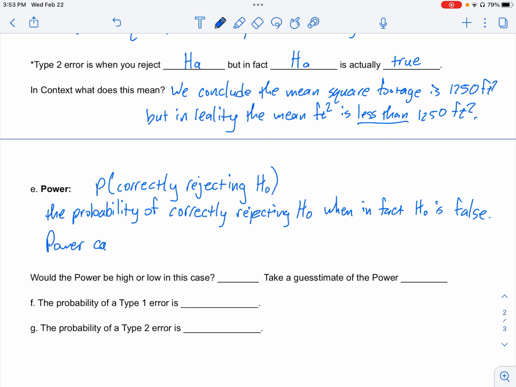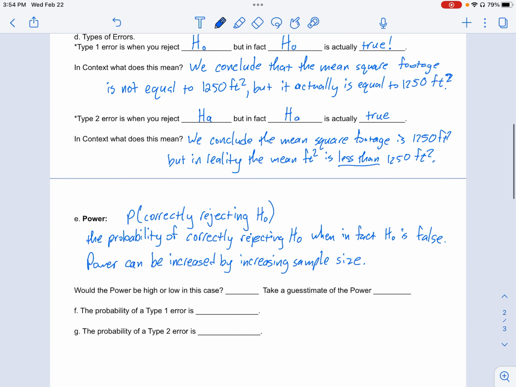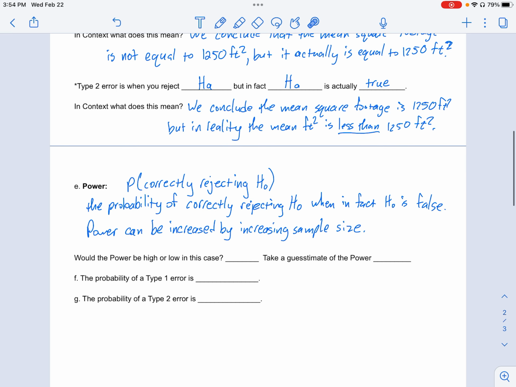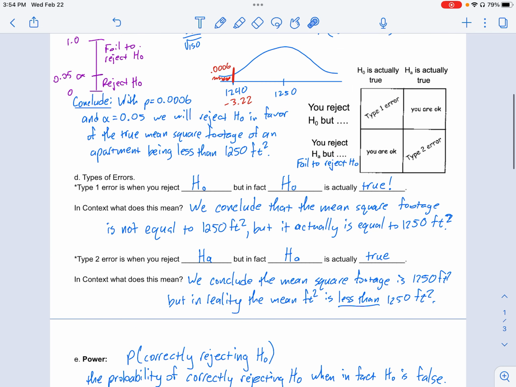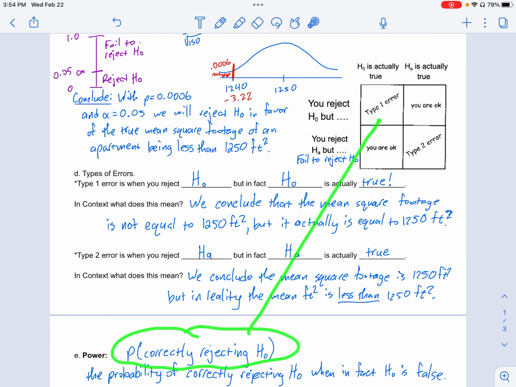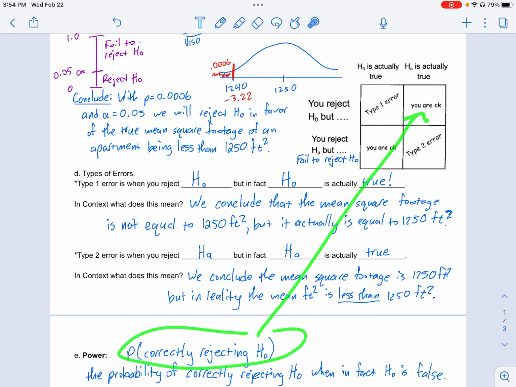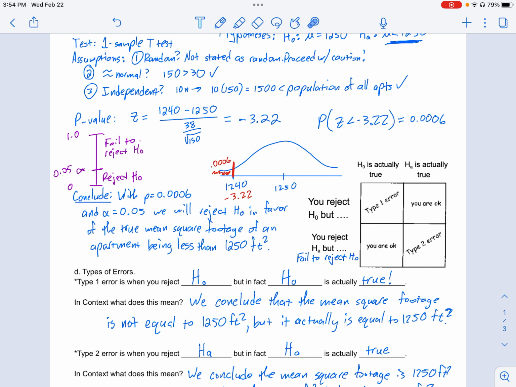Power can be increased by increasing sample size. All right. So you want the power to be high because when you reject the null, you want to be confident in your answer. Okay. Would the power be high or low up here? Well, before I go there, this is really getting at this box right here. You reject the null and the alternative is true. So this is good. This is what you want. Being in this box is a good thing, okay? You don't want to be a type 1 or a type 2 error. So the power in this case up here that we just had is very, very high.